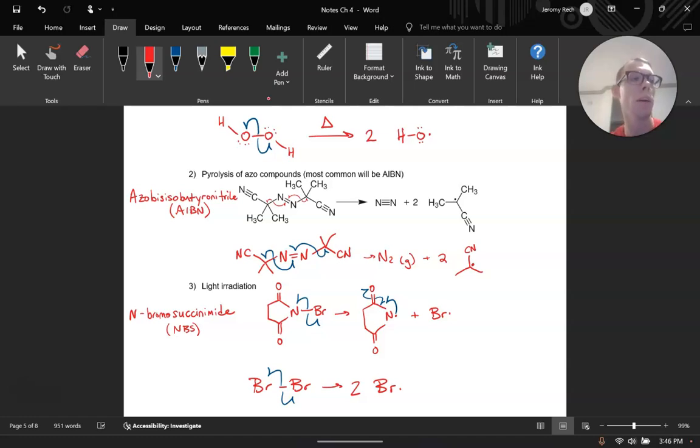The things that will change a lot are going to be the propagation and the termination. And in the next video, we'll walk through a full mechanism for the bromination of a simple molecule like methane. But these are our four main initiation steps. We will either use our peroxide generation, AIBN, NBS, or Br2 and light. And those are going to be our four main starter mechanisms for our initiation.